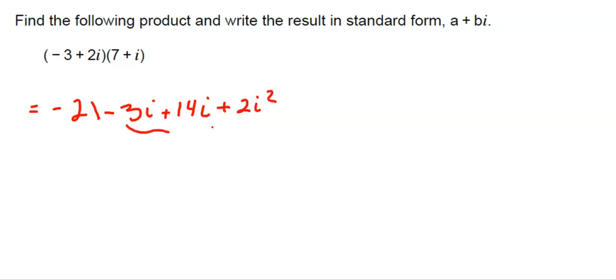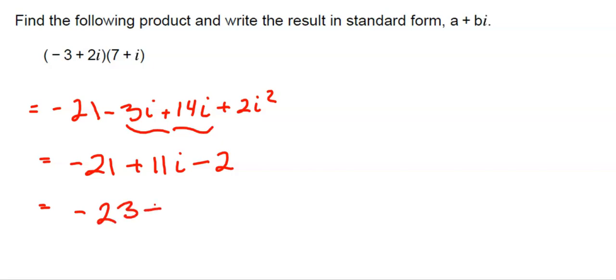The outers and the inners are like terms. We'll be able to put those together. So negative 21 plus 11i, and then i squared is negative 1. So the last term, 2 times negative 1 is negative 2. And then finally, we can combine the negative 21 and the negative 2 to give us negative 23 plus 11i, and we've got our final answer written in standard form.